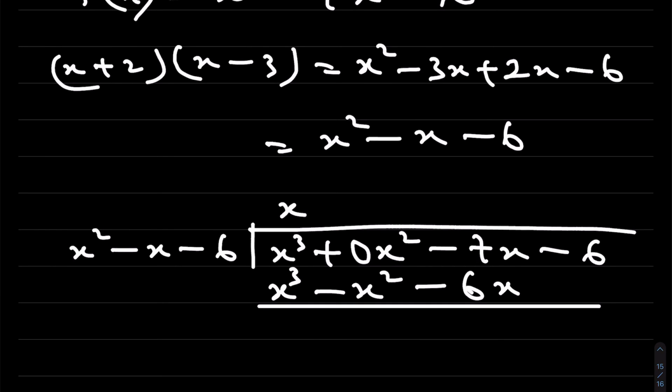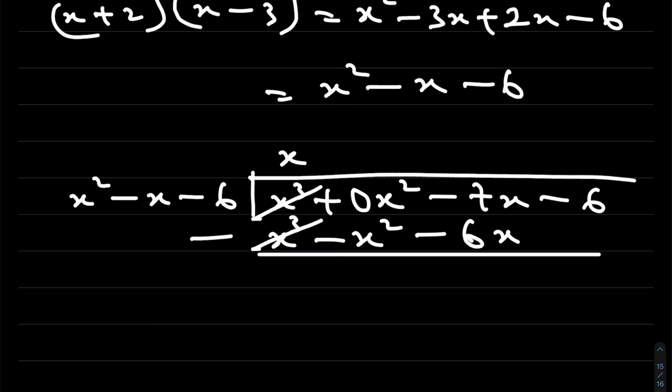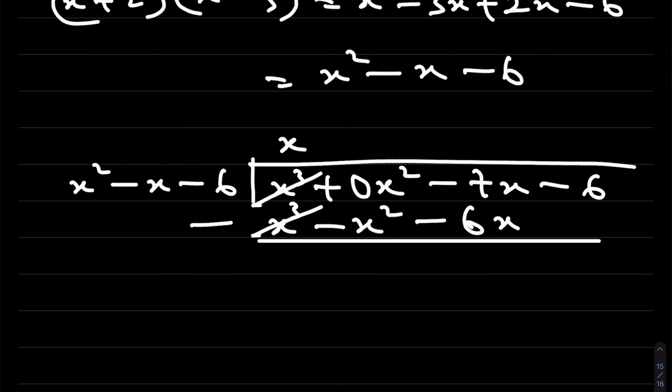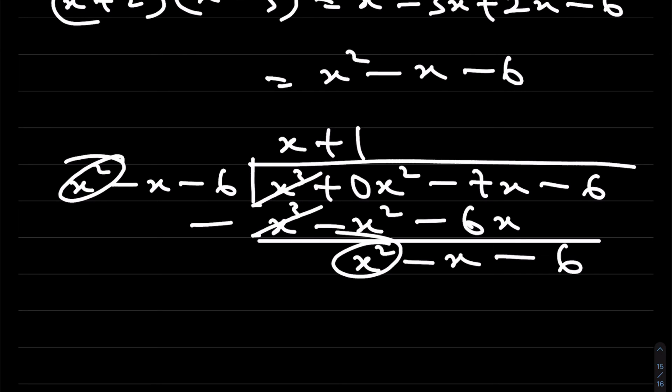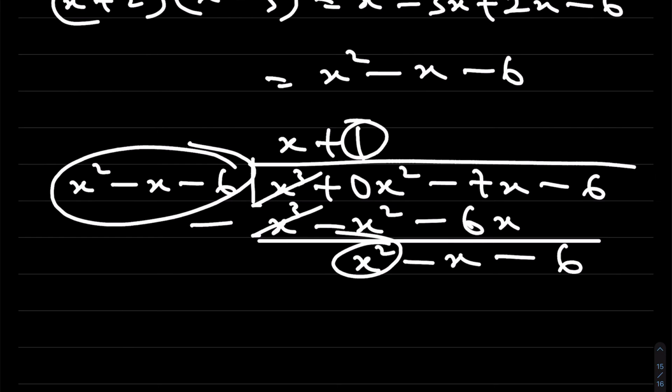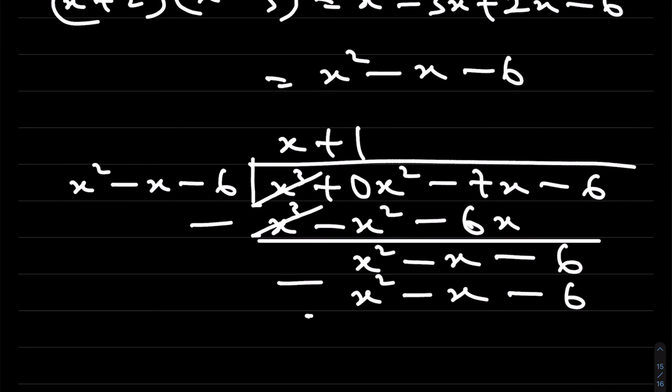And then we subtract. x cubed minus x cubed is 0. 0x squared minus x squared is going to be 0x squared plus x squared, which is x squared. And this will be minus 7x plus 6x, which is minus x. We bring down the next term, which is minus 6. And then we go again. X squared divided by x squared is 1. And when we multiply the whole of this by 1, we have x squared minus x minus 6. So when we subtract, that's obviously 0.